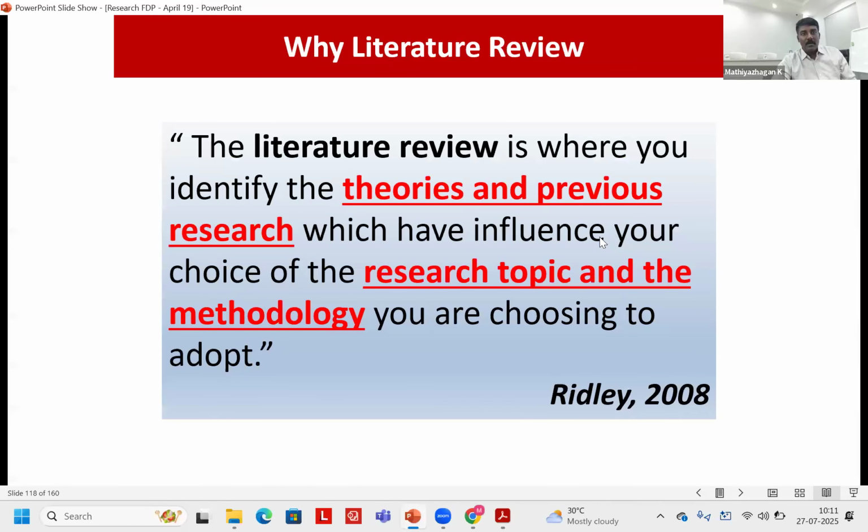Now, again, the literature review is where you identify the theories and previous research which have influenced your choice of the research topic and the methodology. Right or wrong? It will give some kind of reference and some kind of idea of where you want to continue the research. If somebody is going to do research on reverse supply chain management and reads my literature review paper, they will be able to understand how reverse supply chain management is used, what the paradigms are, how manufacturing industries consider reverse supply chain, what decision-making tools are used, which countries are doing very good reverse supply chain management, and which universities are doing it. All this information I covered in my paper.